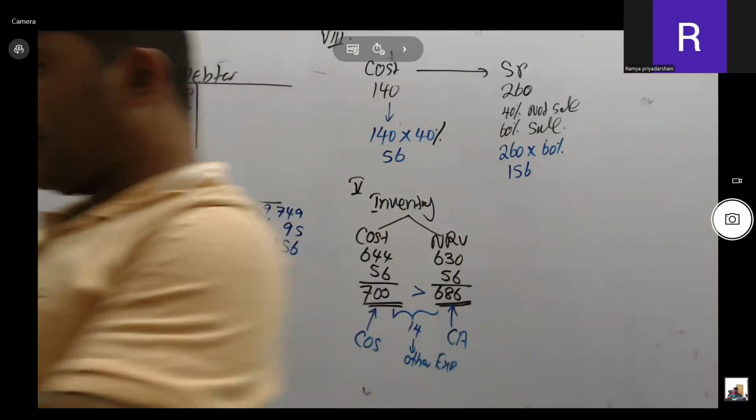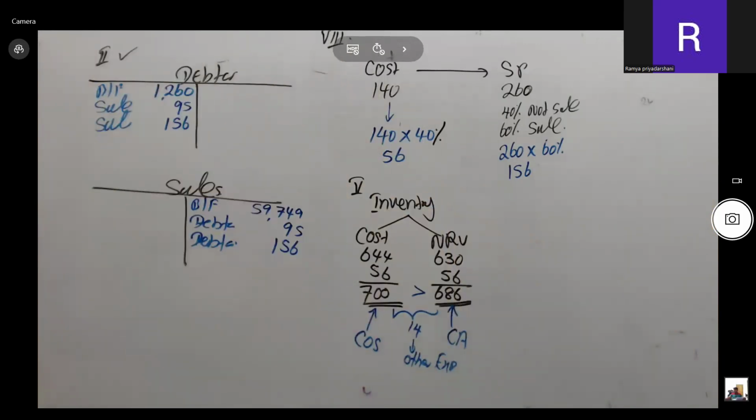At the same time, bad debts and doubtful debts also should be done. Given bad debts and doubtful debts additional 11.